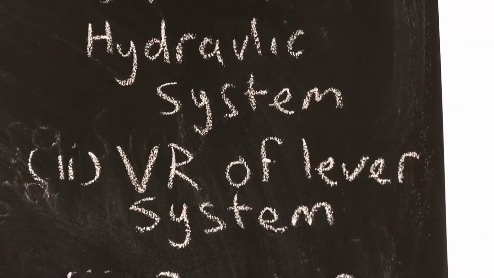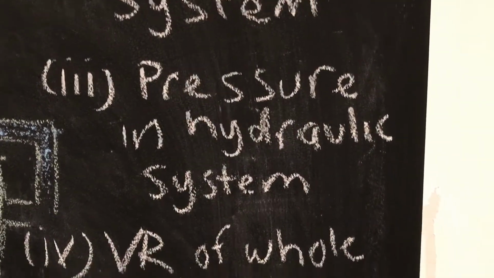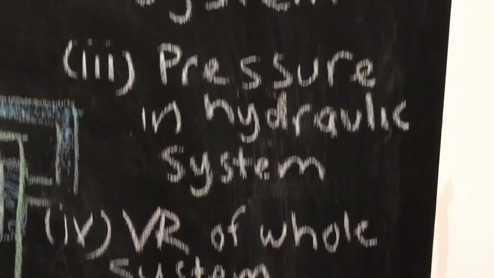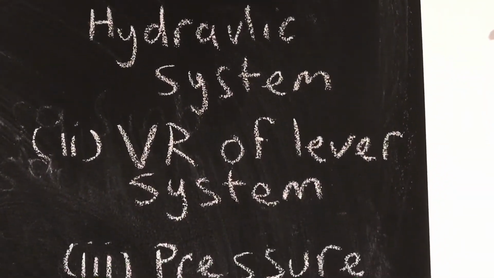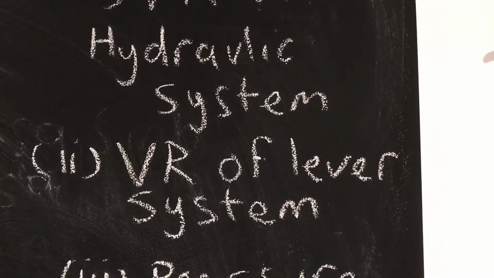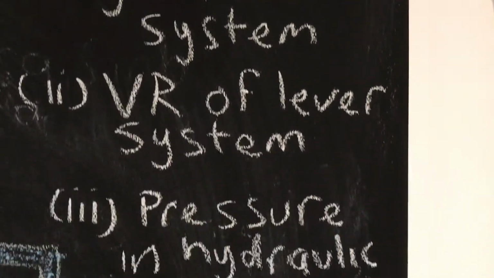We're going to be looking at the hydraulic system velocity ratio, pressure in the hydraulic system, and then we'll go on to the other bits. But the first part of this question, we're looking at VR of the hydraulic system, and also pressure in the system. So that will be part 1 of this video.